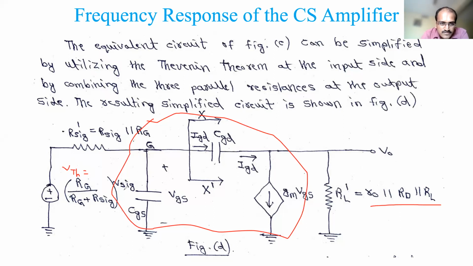Then RTH, how will you get it? Whatever voltage source is there, make it a short circuit, and then you will see R signal and RG are in parallel. I denote that as R signal dash. Remember this: R signal dash means R signal parallel to RG. Now the next step is easy. One voltage source and resistance came, and 2 capacitances are there. Here the dependent current source is there, and RL dash is there.